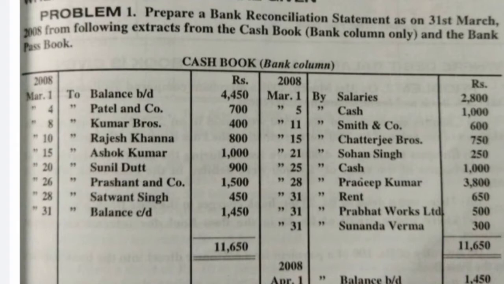Okay, let us start with problem 1. Prepare a bank reconciliation statement as on 31st March 2008 from the following extracts from the cash book, bank column only, and the bank passbook. They have given the cash book, bank column, and the bank passbook for the month of April, and for the cash book they have given the data for the month of March. So for the month of March they have given some balances, and for the month of April they have given some balances in the passbook. So we need to compare the passbook as well as the cash book.